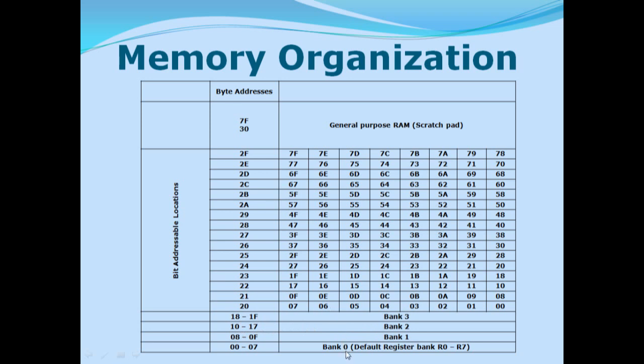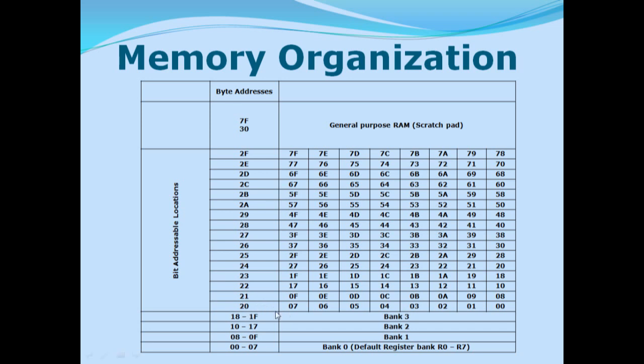All 4 banks have 8 registers named R0, R1, R2, R3, R4, R5, R6 and R7. So now when we are programming, which register we are going to refer to depends on 2 bits of the program status word, PSW.3 and PSW.4. Those 2 bits define which bank we are going to use.